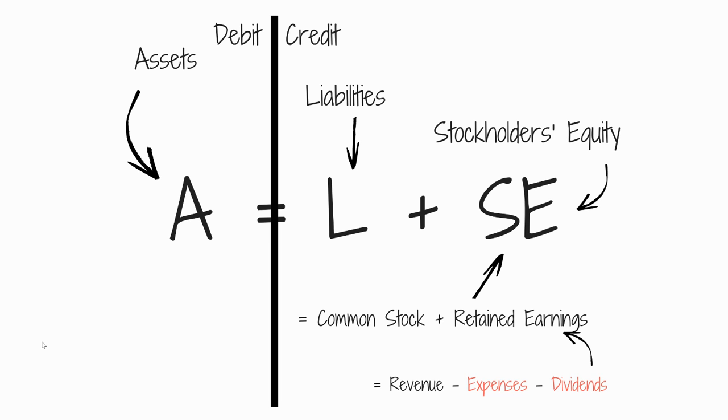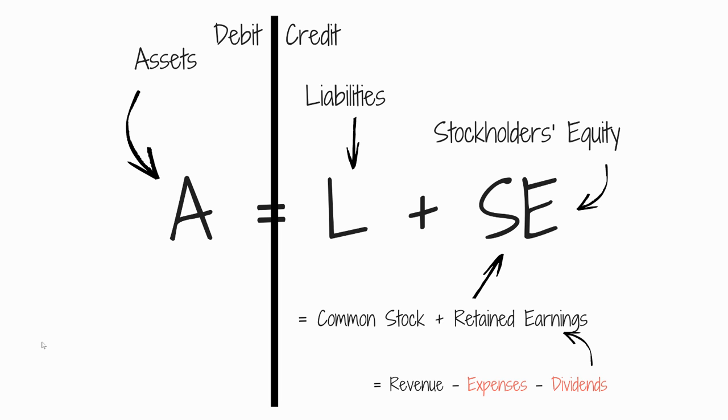Now, the reason that we have debit on the left and credit on the right is that on the left-hand side of this equation, assets increase with a debit. On the right-hand side of this equation, liabilities and stockholders' equity, and most of those underneath, increase with a credit. However, if you look down under retained earnings, you see revenue, but you see expenses and dividends are in red. That is because expenses and dividends reduce retained earnings.